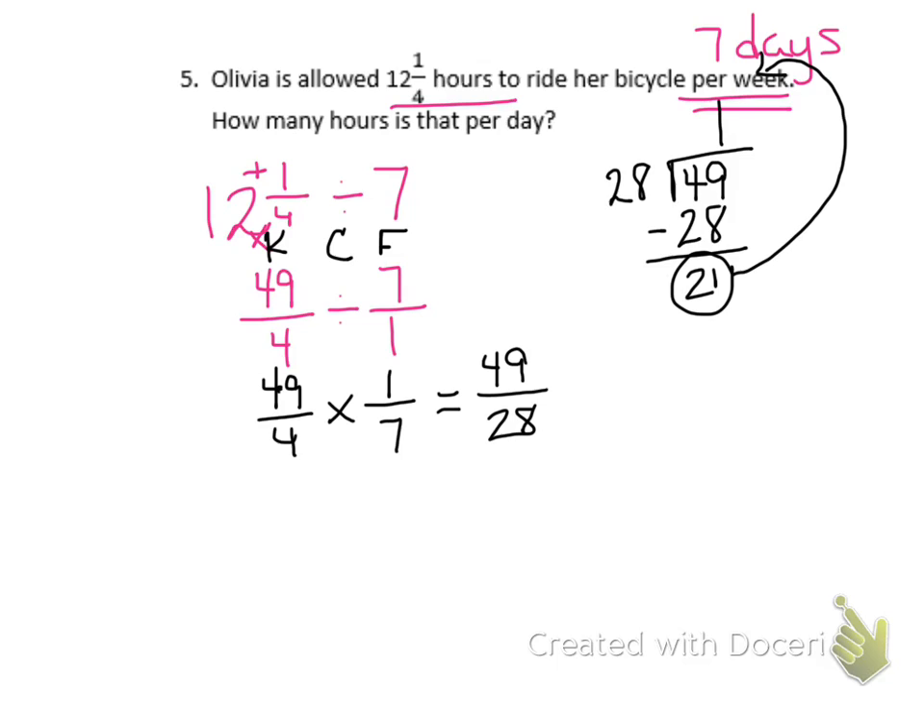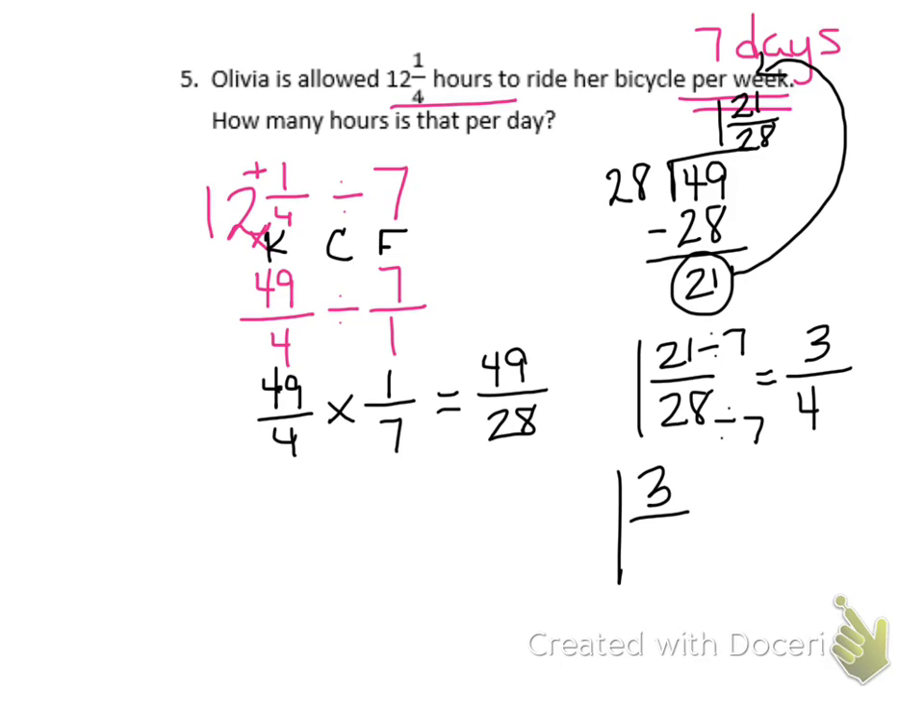That's going to become my numerator, and my denominator will stay the same. But now I need to simplify. So I have 1 and 21 over 28. I'm going to simplify that so I can divide by 7 on the top and the bottom. 21 divided by 7 is 3. 28 divided by 7 is 4. So I get 1 3/4 hours per day that she can ride her bicycle.